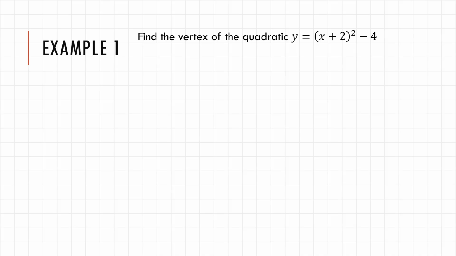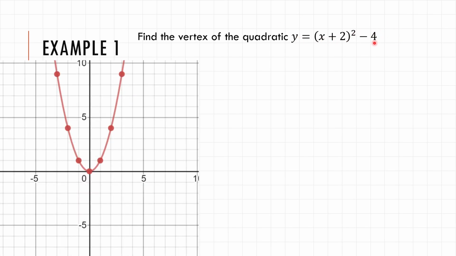Let's look at that in action. Let's look at 2 examples here. In the first example, I'm going to find the vertex of this quadratic, y equals (x plus 2) all squared minus 4. This is the quadratic y equals x squared. And in this example, the value h is negative 2, and the value k is negative 4.